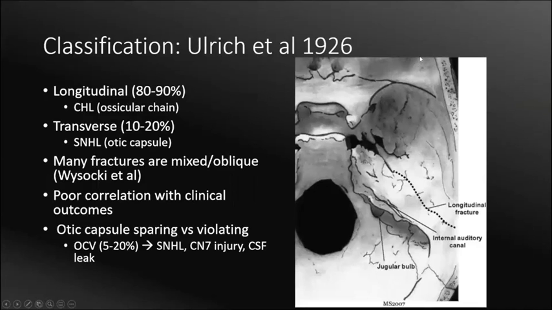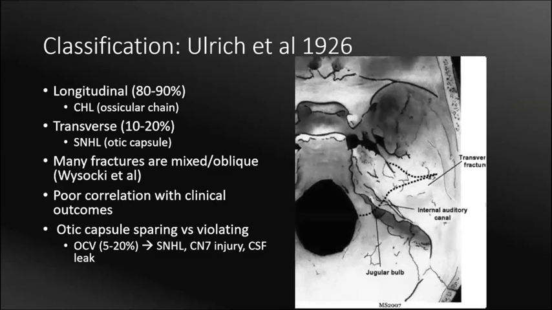Historically, classification of temporal bone fractures was longitudinal versus transverse. Longitudinal fractures being parallel to the long axis of the petrous portion of the temporal bone, more common and more likely to be associated with conductive hearing loss. Transverse fractures are perpendicular to the long axis of the petrous portion of the temporal bone. These are less common and more likely to result in sensorineural hearing loss.